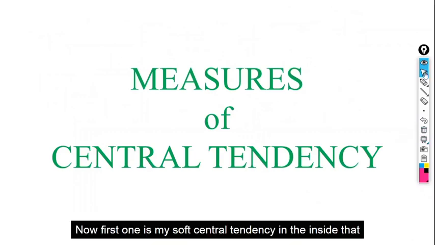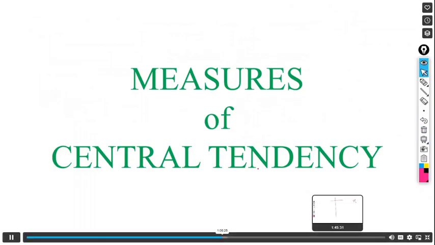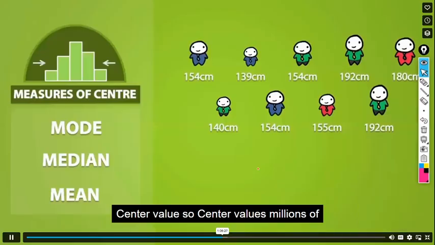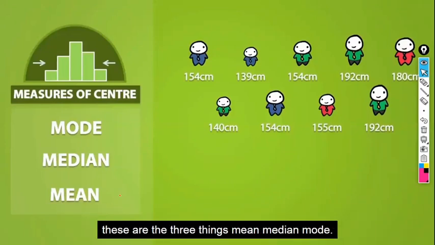Okay. Now the first one is measures of central tendency. Inside that we are going to calculate the center value. For measures of central tendency we have mode, median and mean. These are the three things: mean, median, mode.